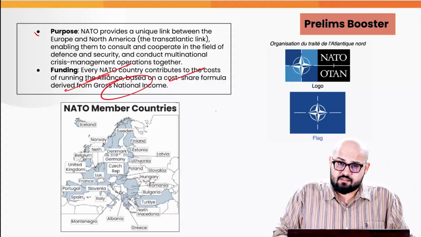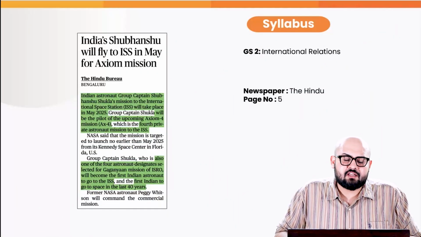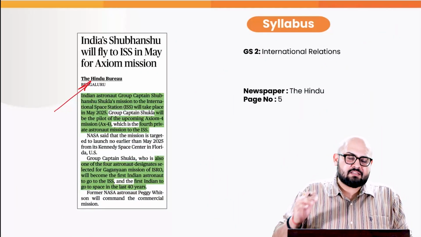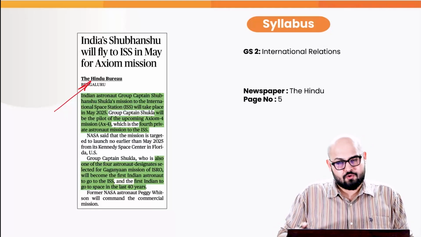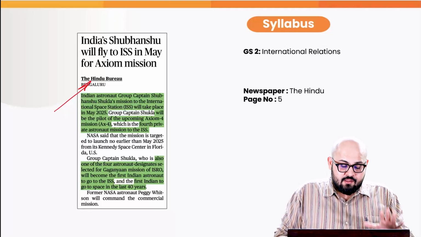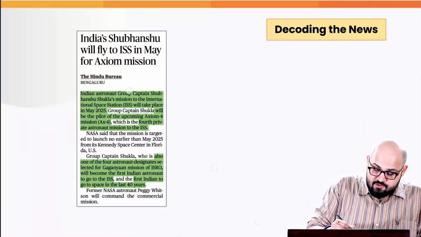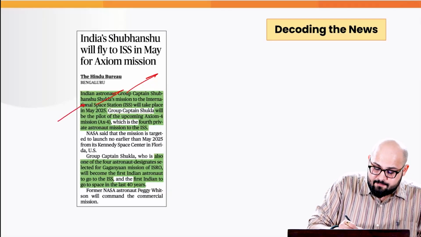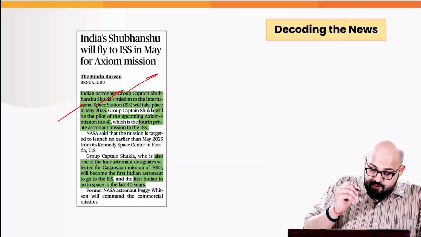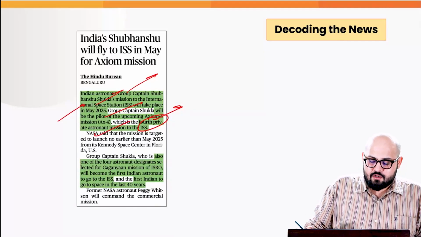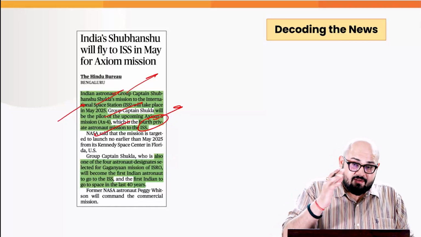Let's go to the last article of the day. Coming to the last article of the day, we have the Axiom 4 mission. We have Indian astronaut Group Captain Shubhanshu Shukla, who is going to be a part of this Axiom 4 mission. So it's a very important news. His mission to the International Space Station will take place in May 2025. Shukla will be the pilot of the upcoming Axiom 4 mission, which is the 4th private astronaut mission to the ISS. Remember, it's a private mission.